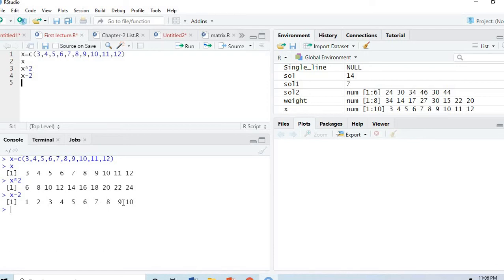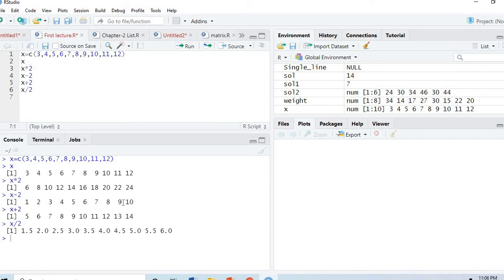Similarly, if you make x plus 2, you will have a result like this. Similarly, if you make x divided by 2, the results will be like this. So these are the basic vector operations of addition, multiplication, division, and subtraction by one numeric value.